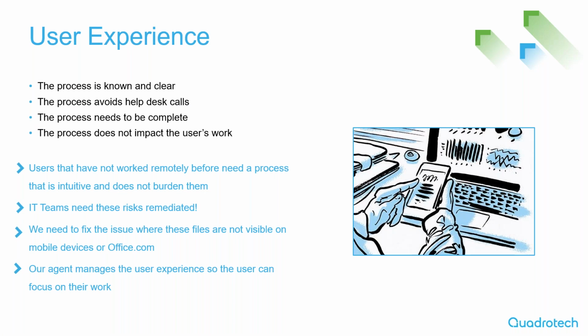Right now, our user community is overburdened. A lot of us are dealing with a lot of changes in our home life right now, and even our working life as well. So we really can't add a lot more onto our colleagues' plate. So we need to ensure that whatever we do, the process is known and clear. We want to avoid help desk calls. Help desk calls are probably at an all-time high right now as it is. So we really don't want to add any more to that. We need to ensure that the process is complete.